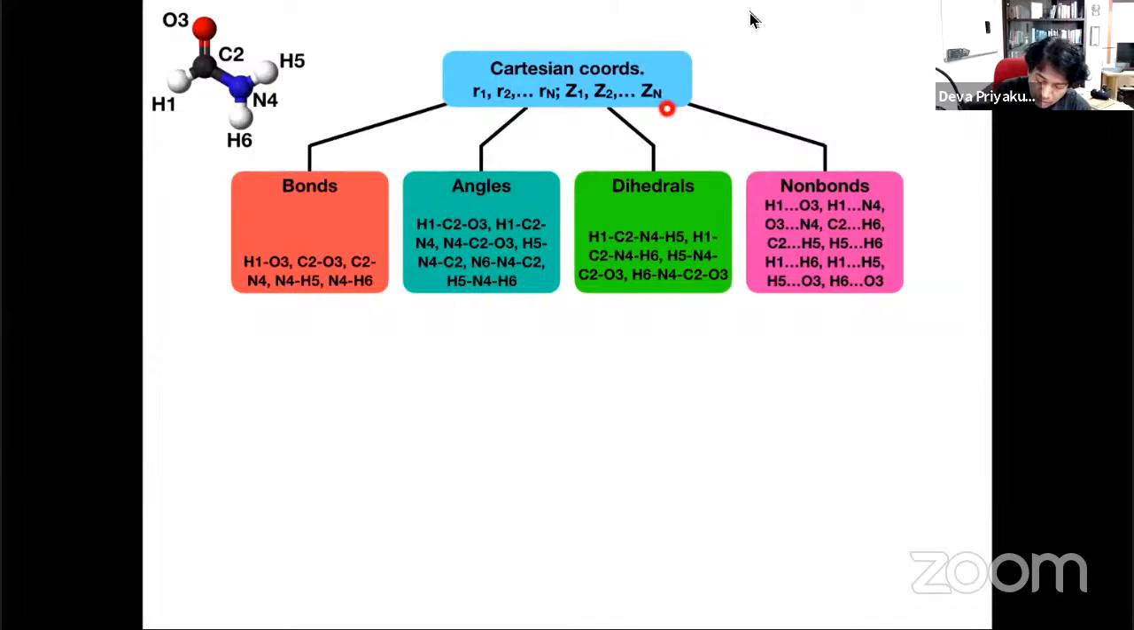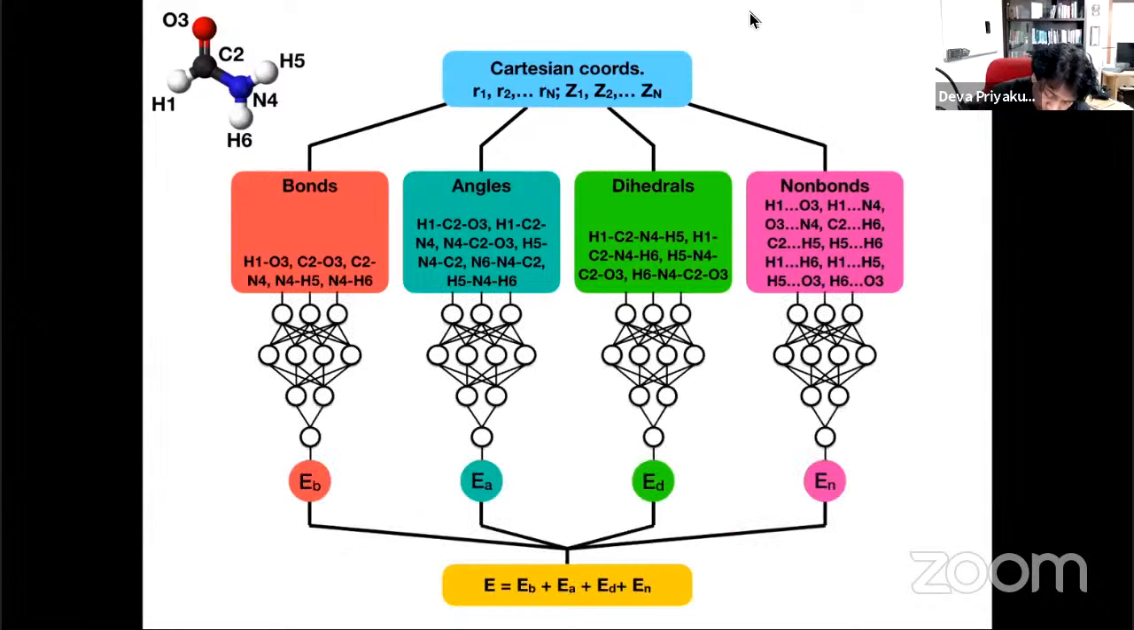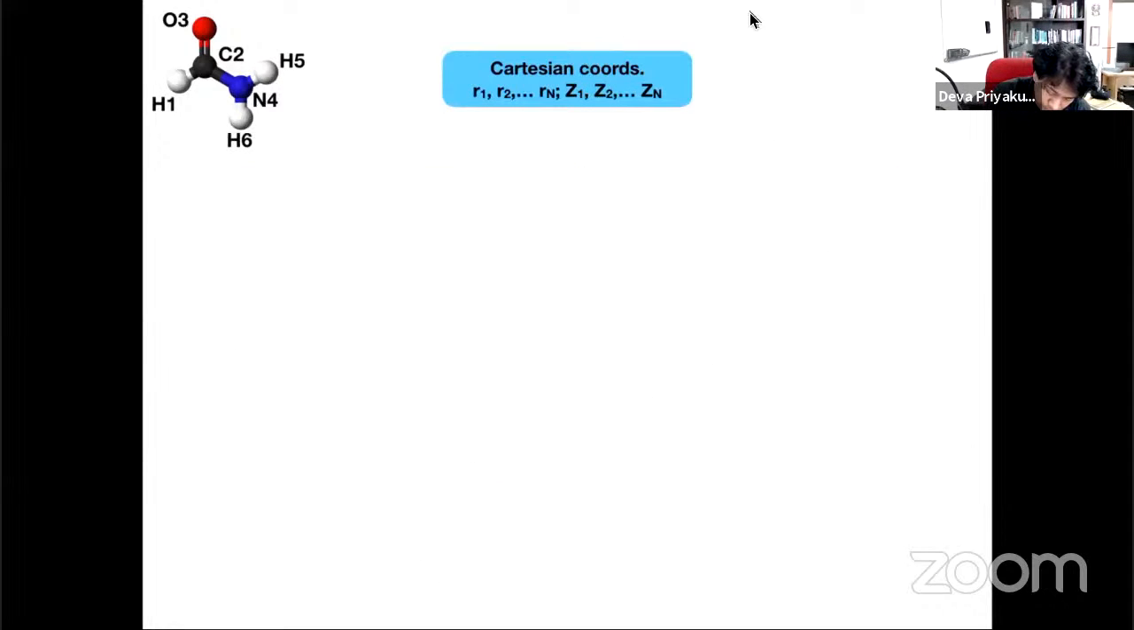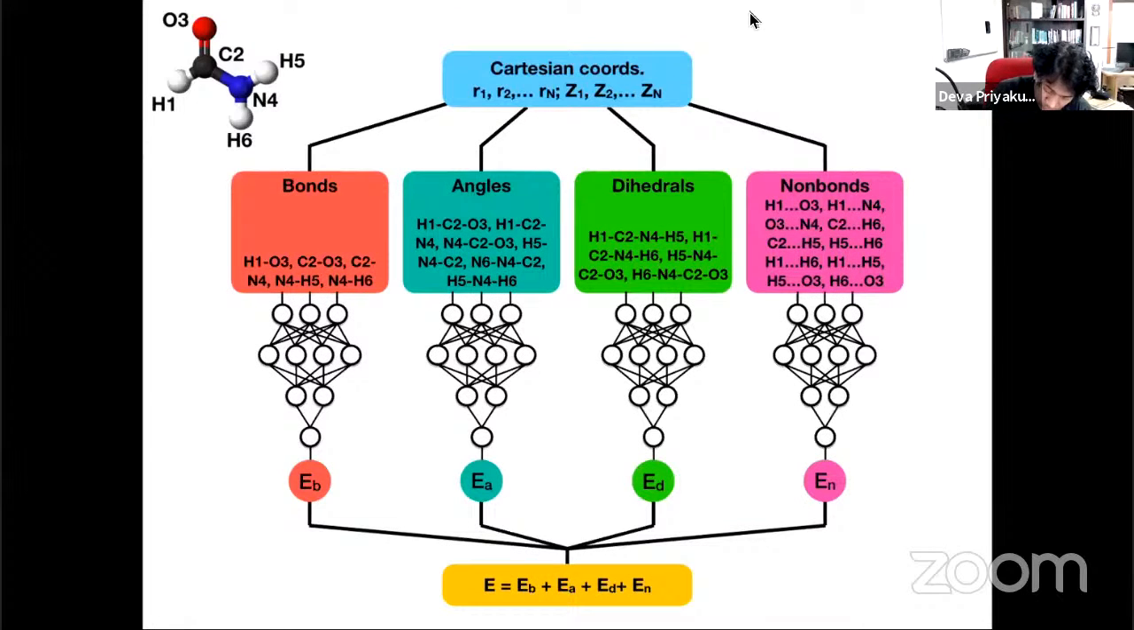So you start from the Cartesian coordinates and the atomic numbers of the atoms in a given molecule. For example, this one, you have the atomic numbers of each atom here, and then the three-dimensional position of each atom. Based on that, you derive features, right? The X's. And then you use an artificial neural network to predict the energy of the system, E.